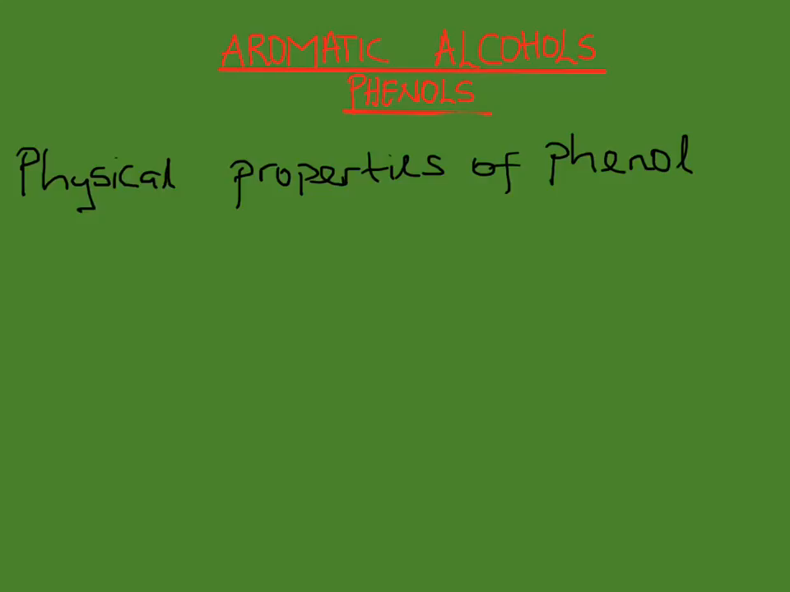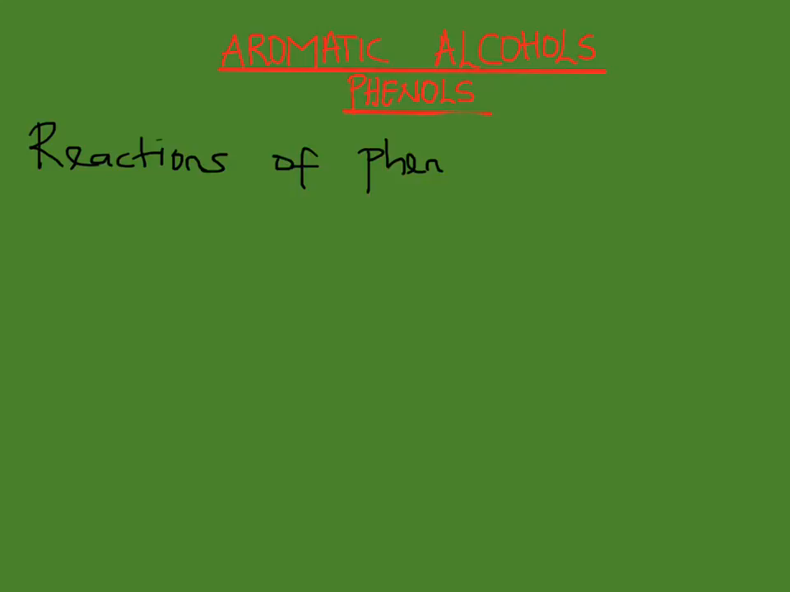Due to the overall electron-donating effect of the hydroxyl group, the aromatic ring in phenol is much more reactive towards electrophilic substitution than the benzene ring. This may be shown in various ways: the same reaction occurring more rapidly, more substitution taking place under the same conditions, and less vigorous conditions being required for the same reaction. Next thing we'll be looking at is reactions of phenol.